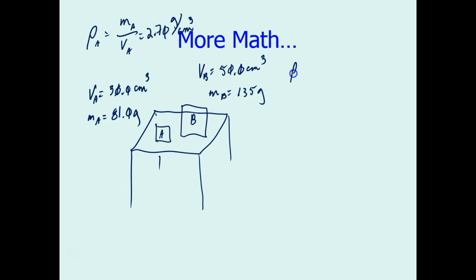How about the density for B? That would be the mass for B divided by the volume for B. It's the same, isn't it? 2.70 grams per cubic centimeter. What does that sort of tell you? Probably the same material. Density is an intrinsic property of any substance, and therefore if it's that substance, it's going to have the same density, whether you have a little or a lot.